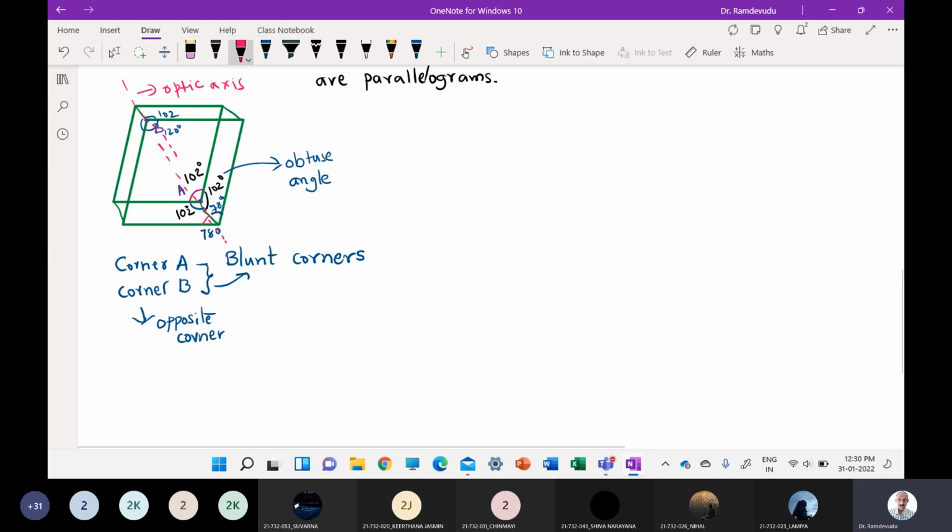Hence now we will define optic axis. Remember that optic axis is not just a line just like the XYZ axis, but it is a direction. It is a direction means that any line drawn parallel to the x-axis is also an x-axis. Therefore, any line drawn parallel to optic axis is also an optic axis.